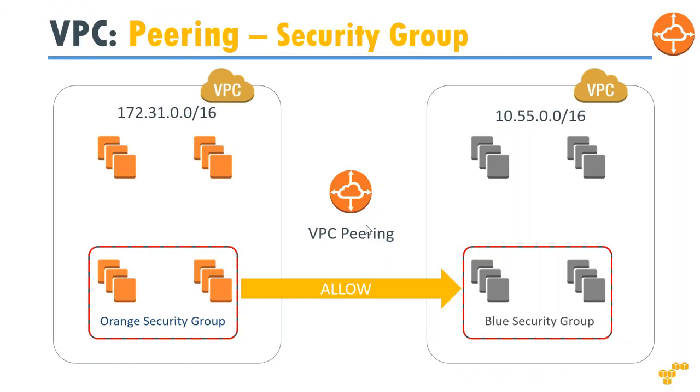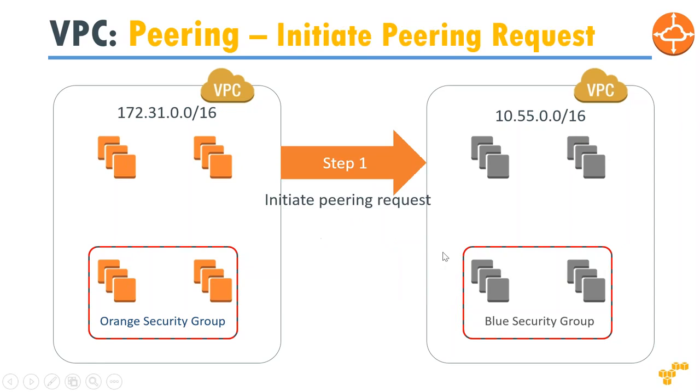Direct connections. So this is a quick logical representation of how VPC peering works. This is a setup. Let us say the left hand side, the orange security group and the blue security group, are part of two different VPCs, and you want orange to connect to blue. So this is the traffic that you want to allow.